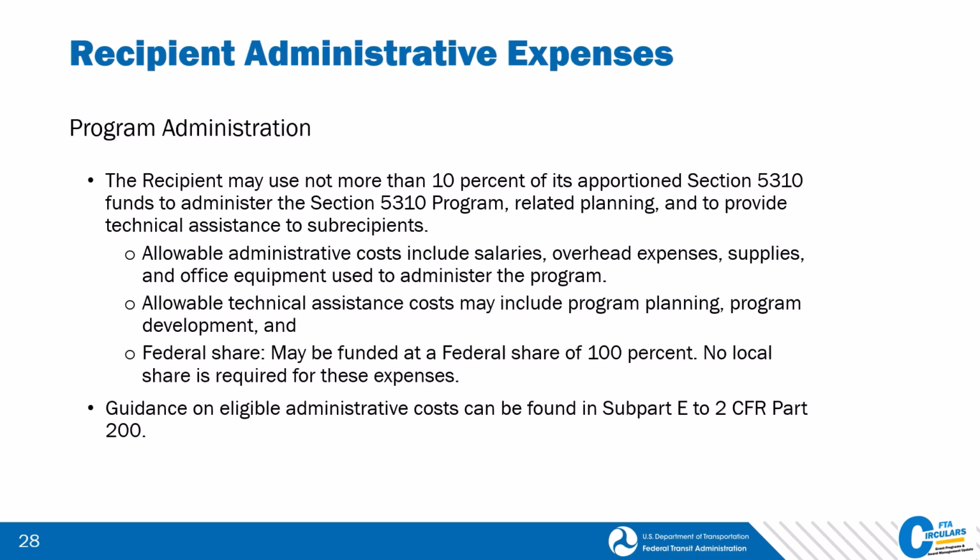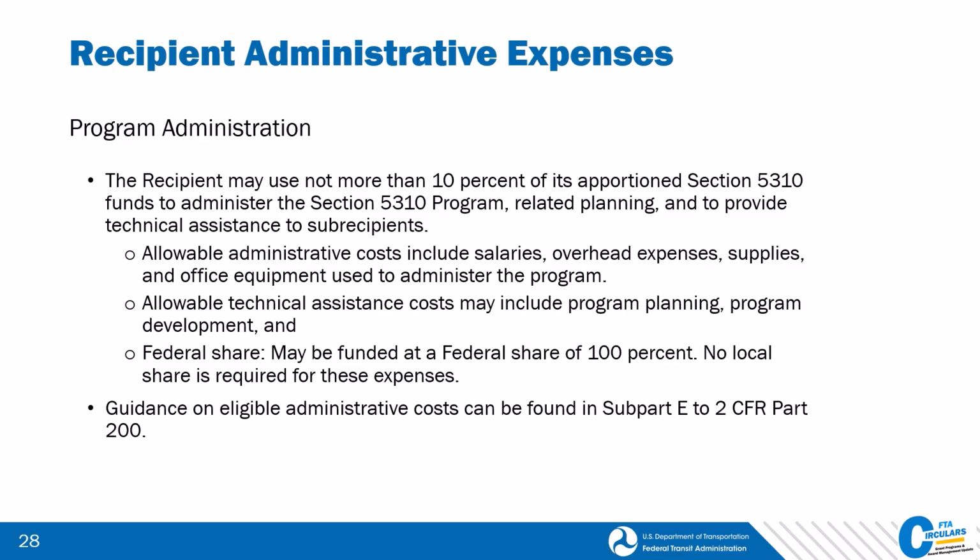Up to 10% of an area's apportioned Section 5310 funds can be used to administer the Section 5310 program, related planning, and to provide technical assistance to the subrecipients. Some allowable administrative costs include salaries, overhead expenses, supplies, and office equipment used to administer the program.